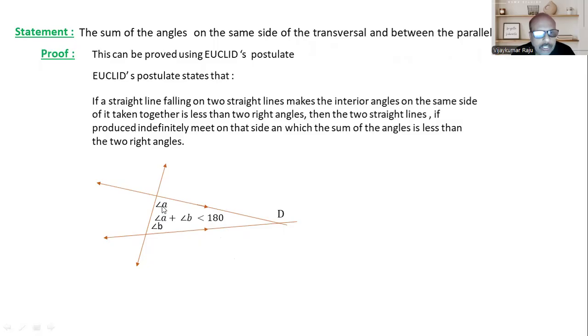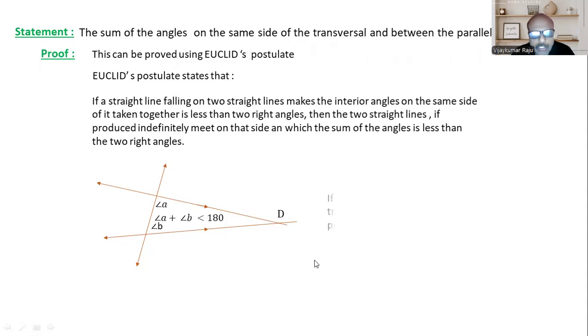So if the total of these two angles on the same side of the transversal is less than 180 degrees, and if you try to produce the two lines, they will intersect. That means these two lines are not parallel, because they are intersecting. Because a line means it has indefinite length, and that means it can prolong. That's why we have got arrows here.